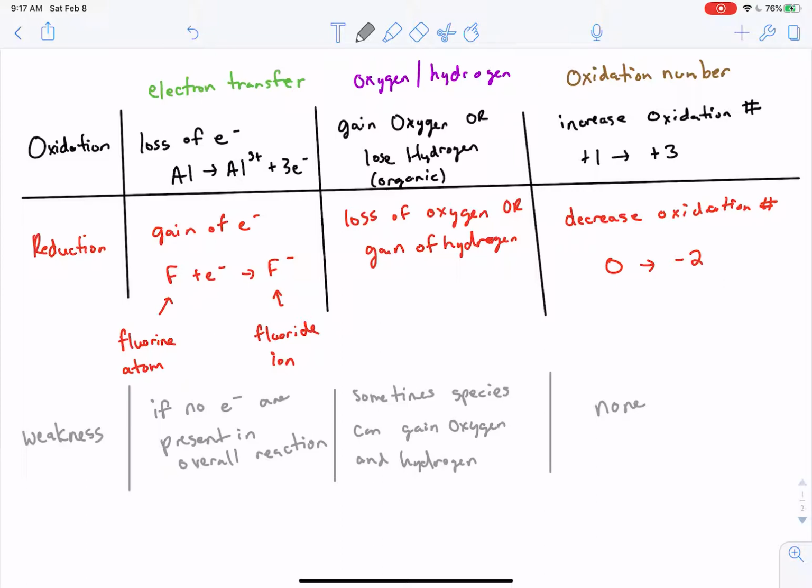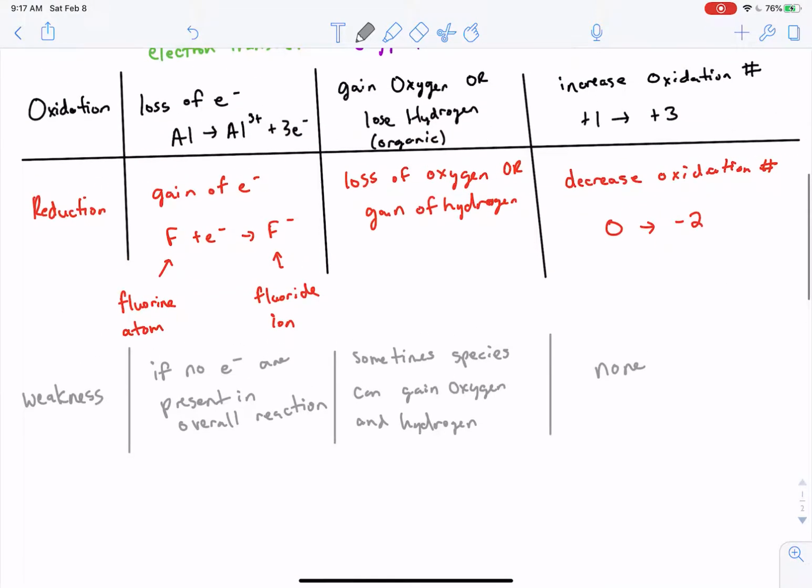So this definition doesn't always work, but this one does. Oxidation number will always work. And so if you're not sure, then you fall back on that. It can't contradict itself. You'll always have only one oxidation and only one reduction. So one species, one element will oxidize and one element will reduce.